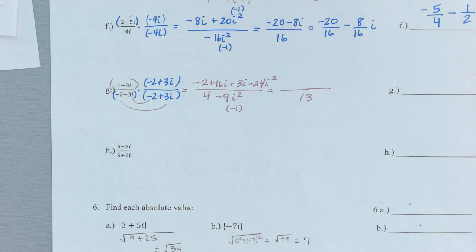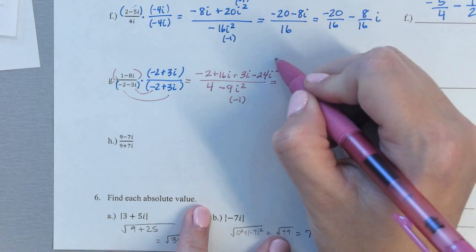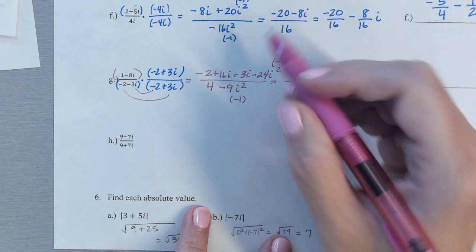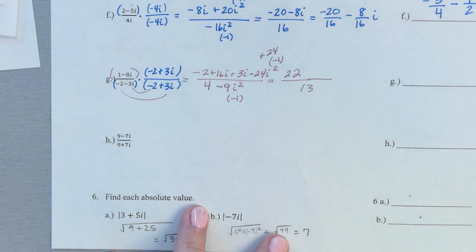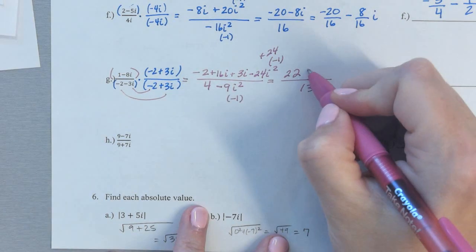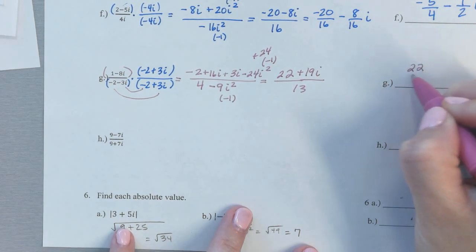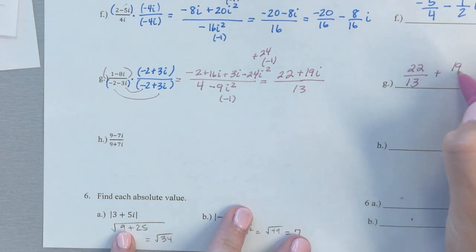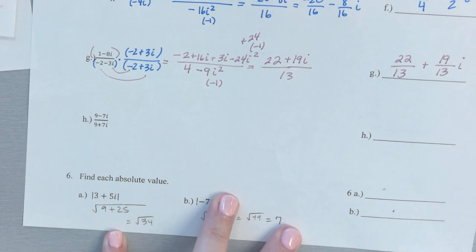How are we doing at the FOIL? Okay, so first, outer, inner, last, or I like to do FEOL. And then you can combine your like terms. Just remember, if this is a negative times a negative, this is going to be plus. Okay, so this is a positive 24. 24 minus 2 is 22. 16i plus 3i is 19i. And then you just have to separate it. So a lot of times you are going to have simplifying to do, but there's not anything that goes into 22 and 13 or 19 and 13. Okay, so we're going to leave it in that form.